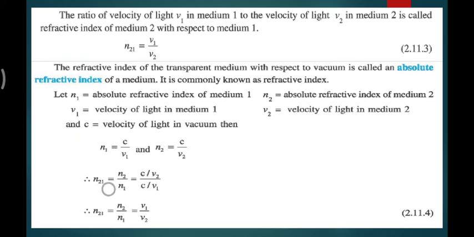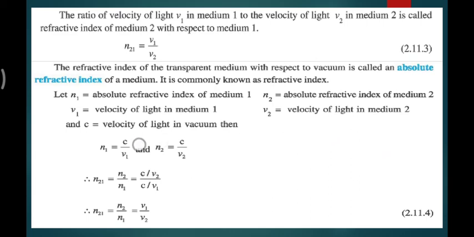Now what is n21? n21 is equal to n2 by n1. What is n2? You know, c by v2. What is n1? c by v1. You can cancel out c, and you will get v1 by v2. And that we already know, n21 is equal to v1 by v2. That is the proof of it, how you reach the n21 expression.